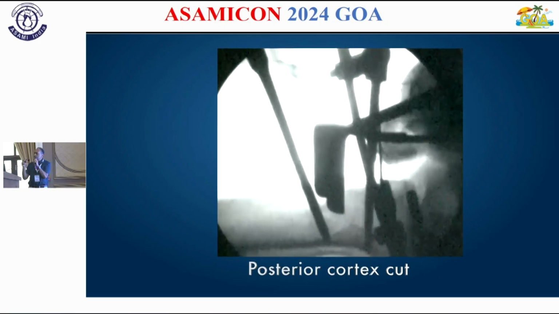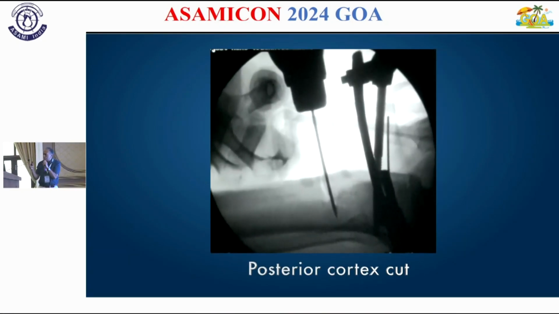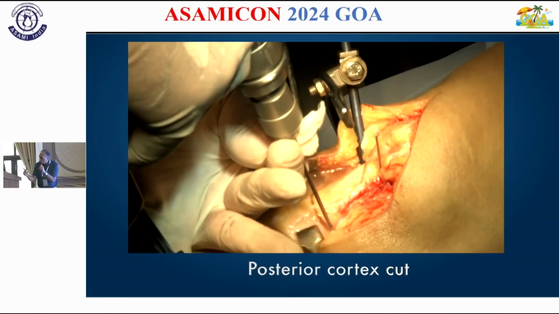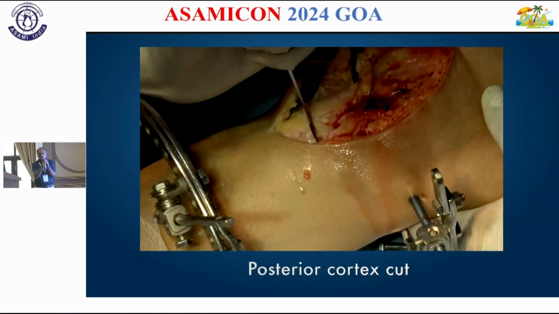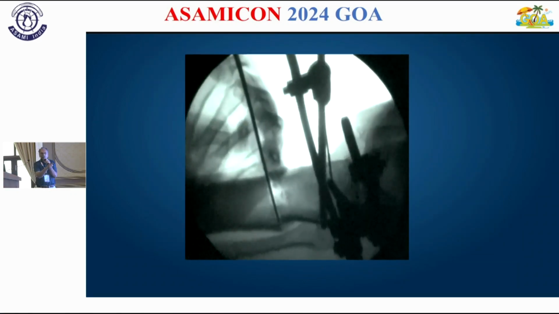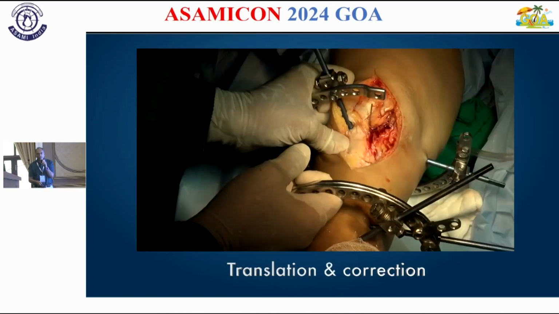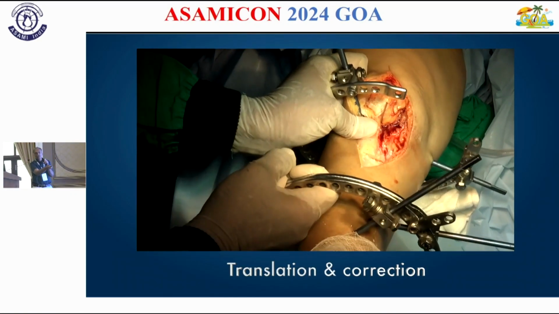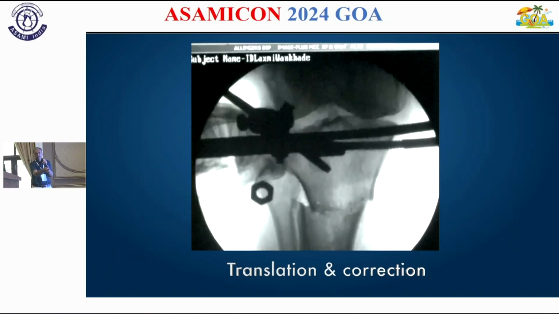You don't want to create comminution of the posterior cortex. That can give rise to procurvatum. No comminution. So you do it slowly. Use drill wires, drill bits, thin osteotomes, and then you complete the osteotomy. And then the key is you do this shift. This is the shift.